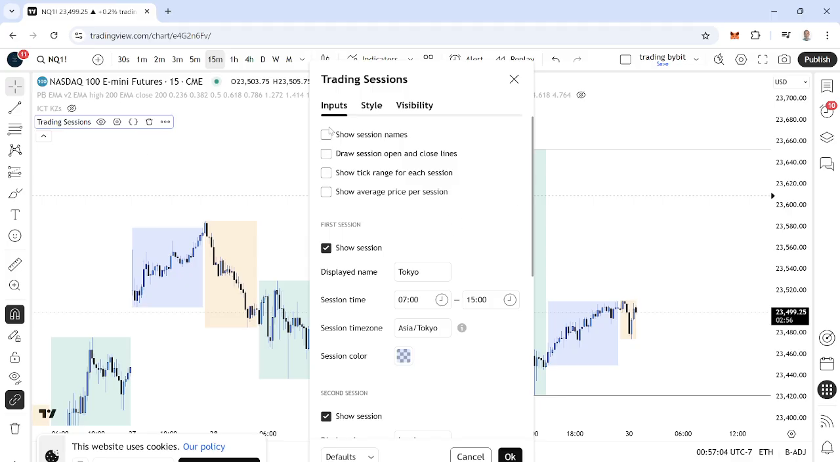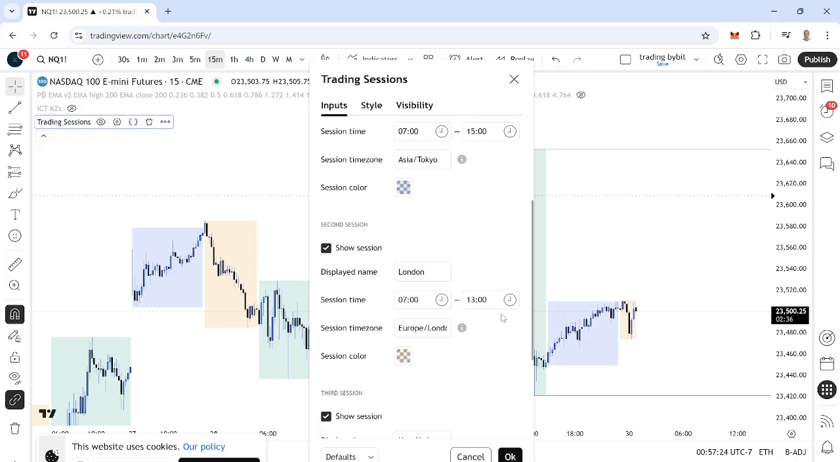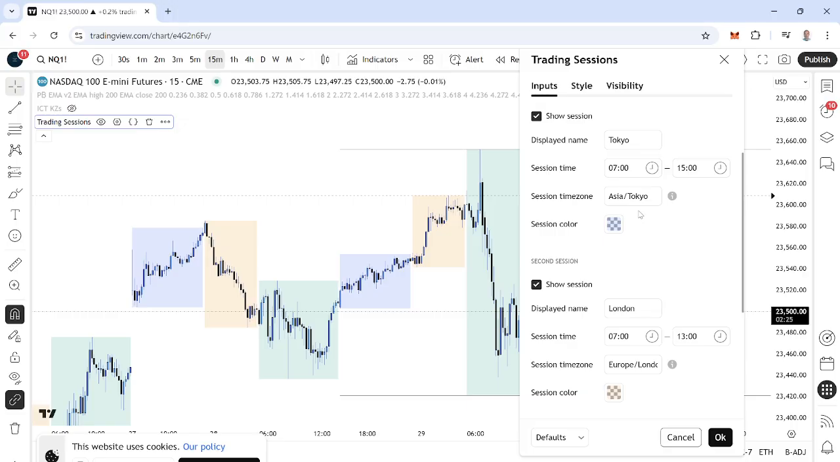So what did I do? Show session names, draw sessions, open and close lines, I ticked it. All these were ticked on. I found it way too much noise on my screen, so I just took it all off. I don't like to see too much. The Tokyo session, I take it from 7 to 3. You can see they are all lined up to each other, so they fill up each other. Otherwise sometimes they do not fill completely, and you will see there are gaps. So I changed it a bit so that it actually goes fluidly from one session to the next.